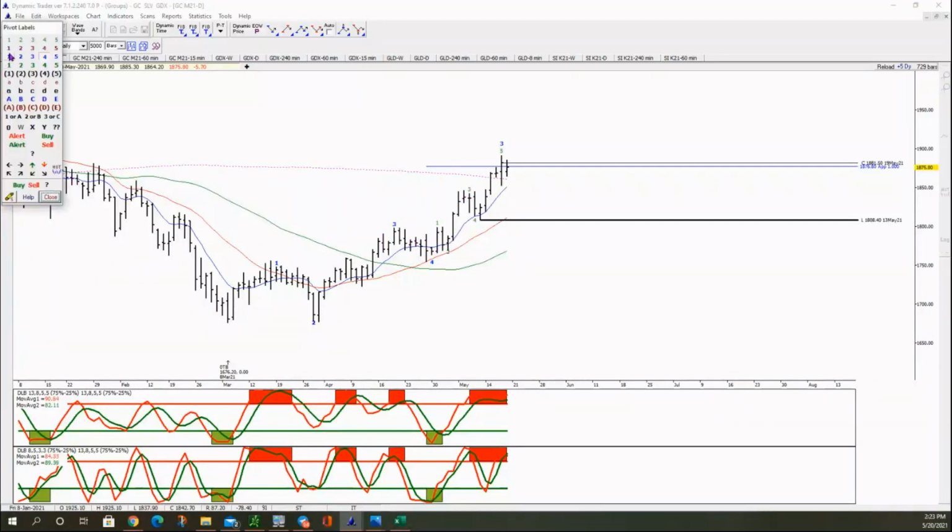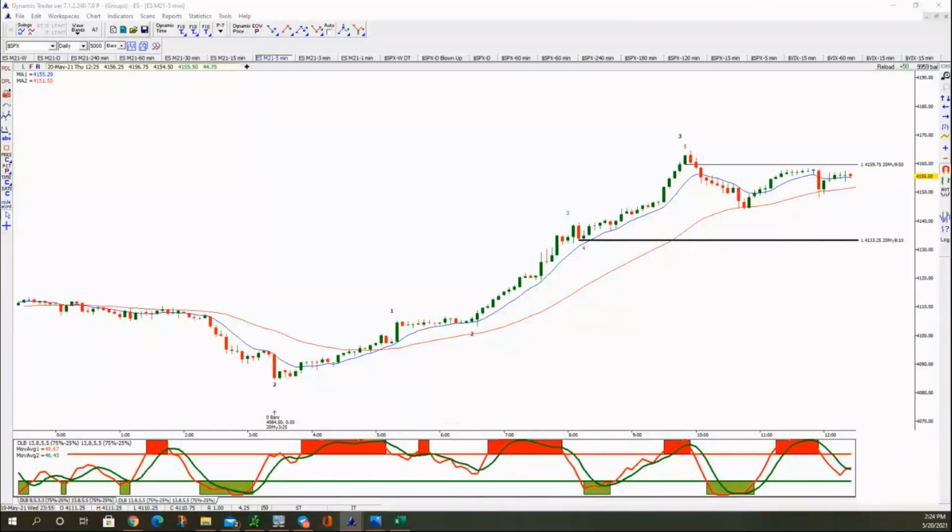This is a live GDX chart. So 1, 2, 3, 4, and this is the wave 4. So chances are for this wave 4 pullback, this is where it will end up.